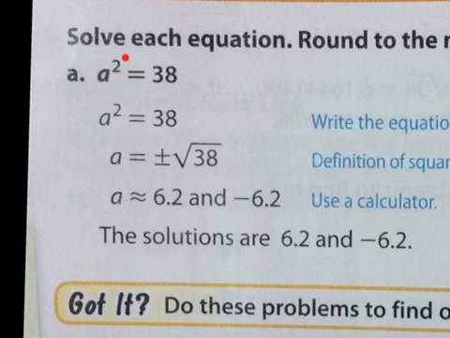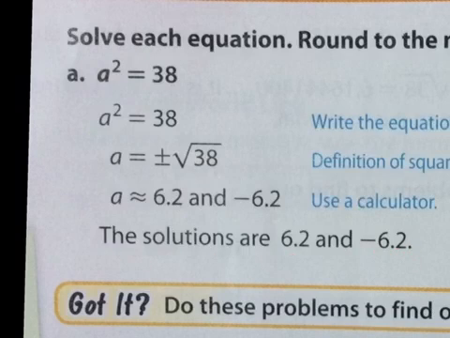If a squared is 38, I'm going to think of two numbers that I can multiply by each other that will give me something close. I do 6 times 6. So I know that a is close to 6, but maybe a little bit more because it's 38. So we solve it. We know that a is the square root of 38, and a is approximately 6.2 and negative 6.2, because if you multiply negative times negative or positive times positive, you're still going to get a positive answer.